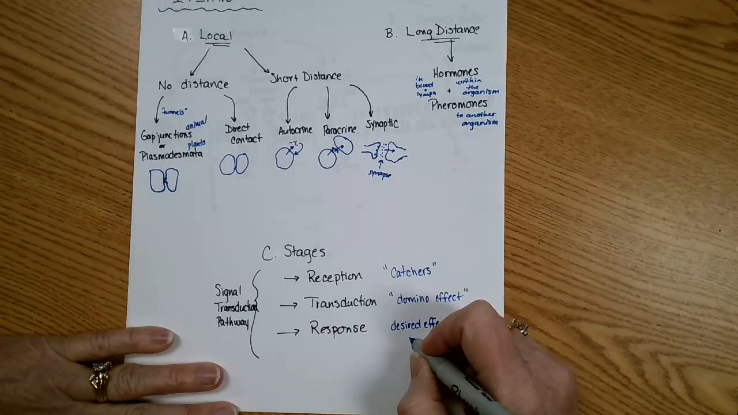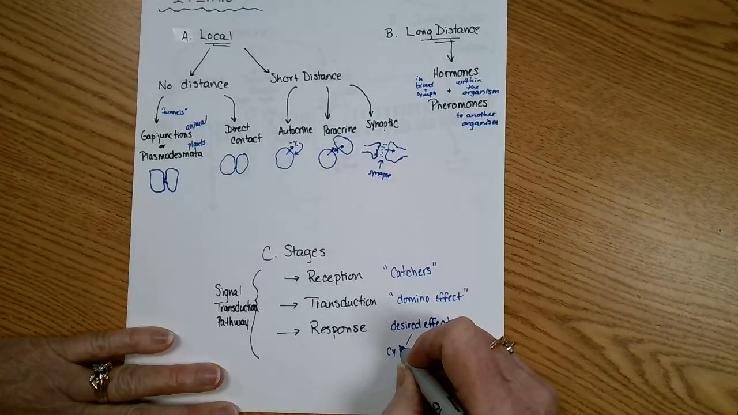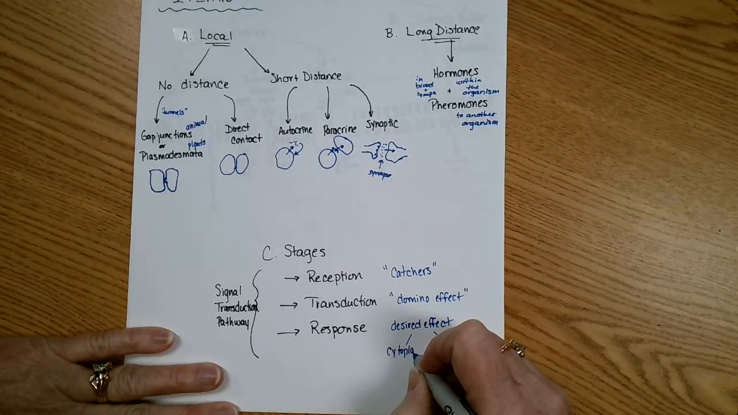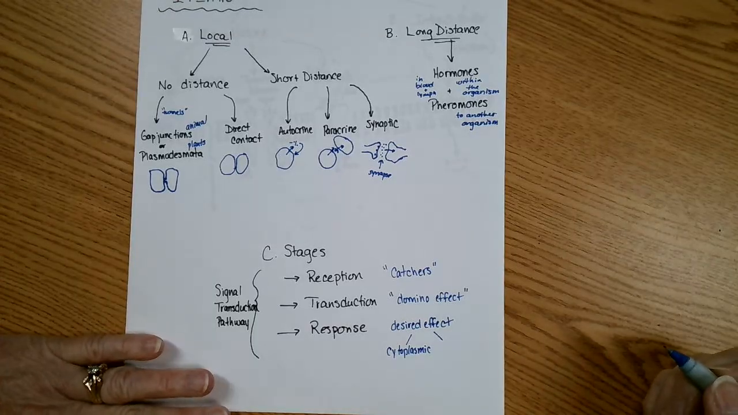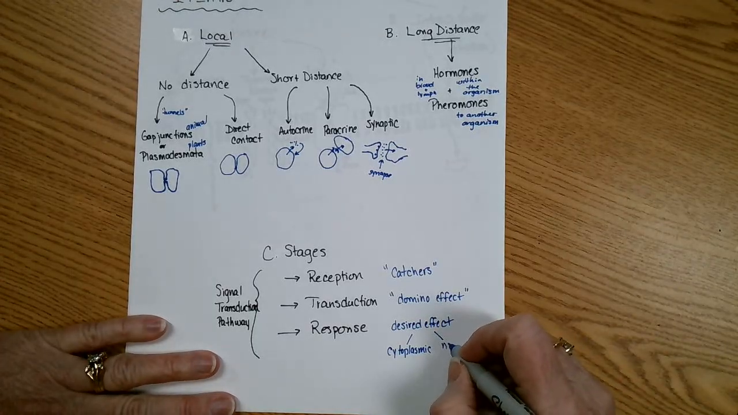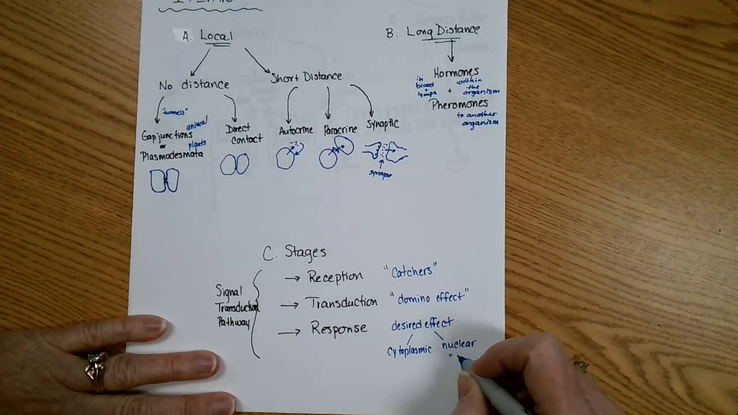And that can come in 2 ways. And we're going to just put this out there now. It can be either a cytoplasmic response. Okay, and most of the time that's going to be like a cell secreting something out of it. Or it can be a nuclear response. And I know what you're going to say after I say this.